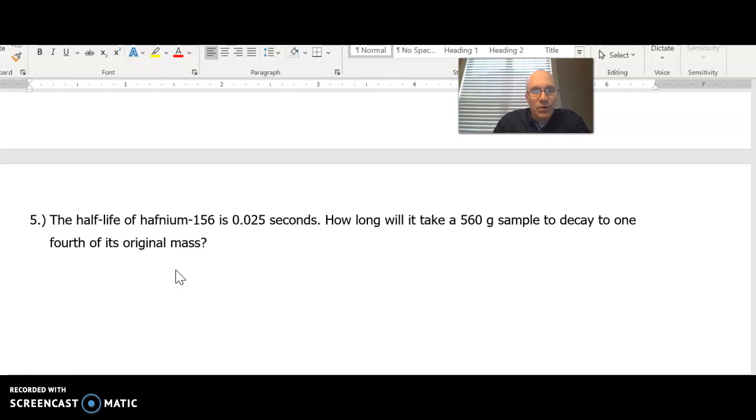All right, the next problem, we've got a half-life of 0.025 seconds. So you can write that T1/2 equals 0.025 seconds. All right, how long would it take something that is 560 grams to decay to 1/4 of its original mass? All right, so to go to 1/2 of its original mass, that would be going down to, let me see.